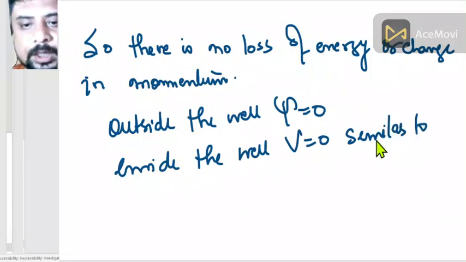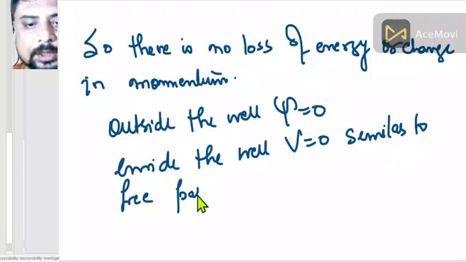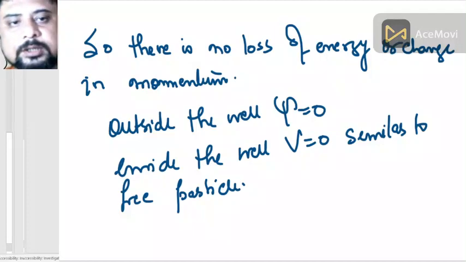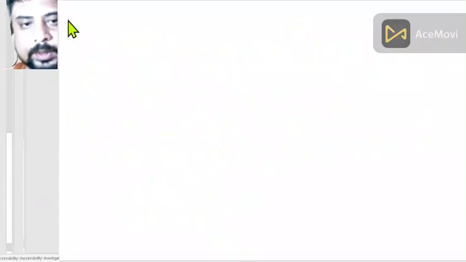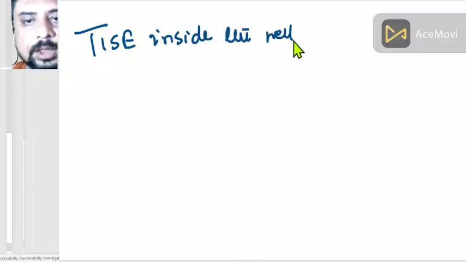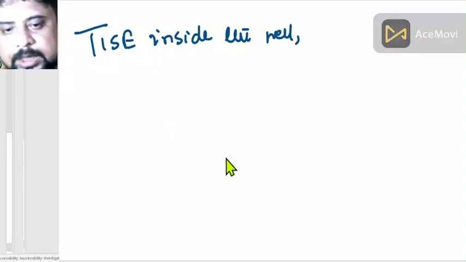Here you have a similar thing, and try to concentrate on the topic. This is very important. When we are considering inside the well, the potential is 0, similar to a free particle. In the free particle case, we had a similar situation where the potential was 0. So inside the well, we have the same condition, but there are boundaries. So what will be the Schrodinger equation inside the well? The time independent Schrodinger equation inside the well.